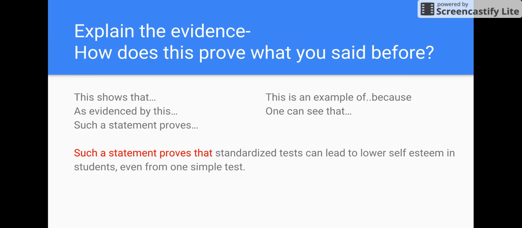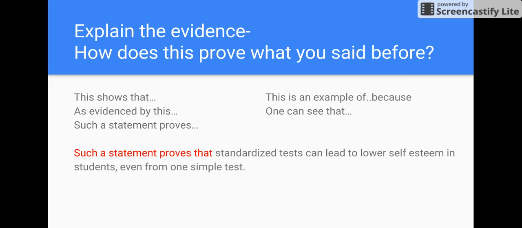So now you're back after paraphrasing on to our next step where you're going to explain the evidence. In this step, you're going to prove that whatever your evidence was actually goes with what you said in your reason, okay? So I have some sentence starters here too. Like this shows that, as evidenced by this, such a statement proves. You really are connecting whatever your reason is with that evidence that you had. You have to prove to me that they actually match, okay?